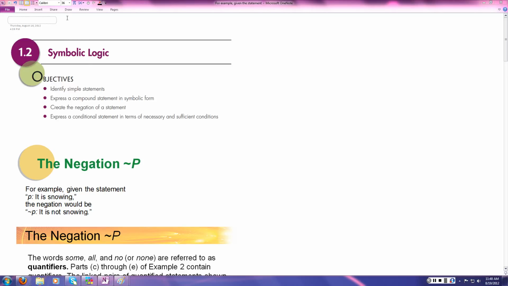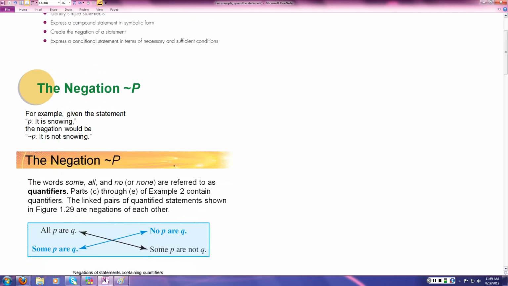So today we're going to talk about symbolic logic, and we're going to identify simple statements, and that's in the PowerPoint, so you can read over that, what makes a statement a statement. We're going to focus on expressing compound statements in symbolic form, creating a negation of a statement, and expressing a conditional statement in terms of necessary and sufficient conditions. And generally students get caught up on this, but hopefully I'll show you a trick that makes it straightforward.